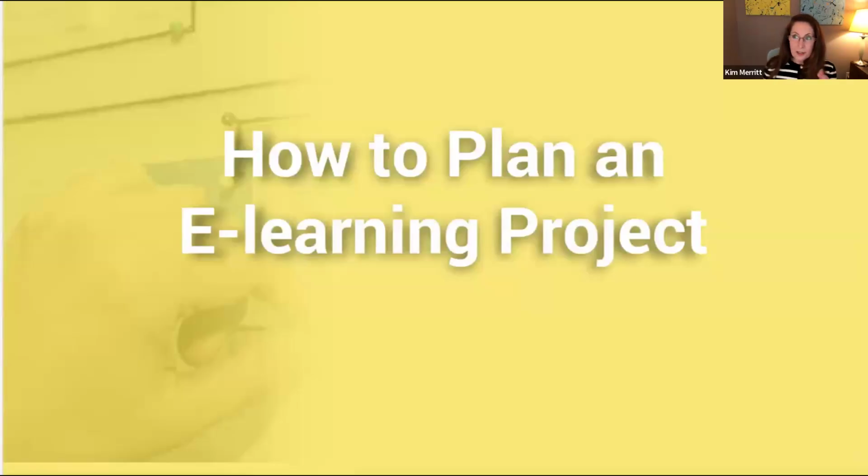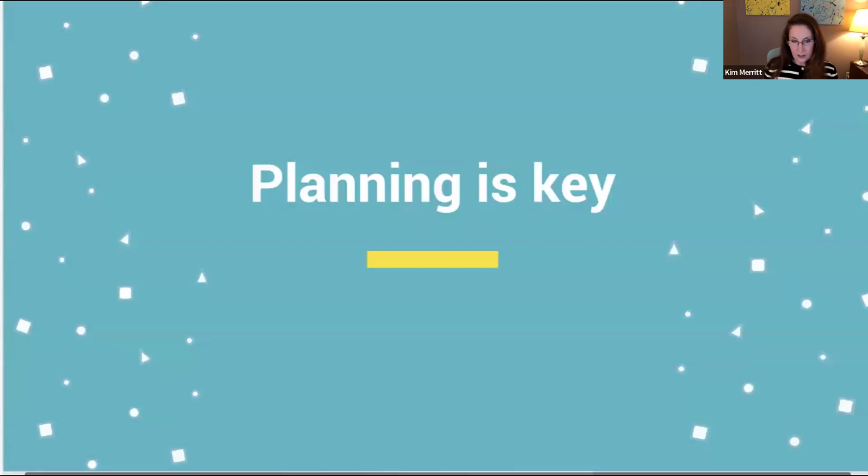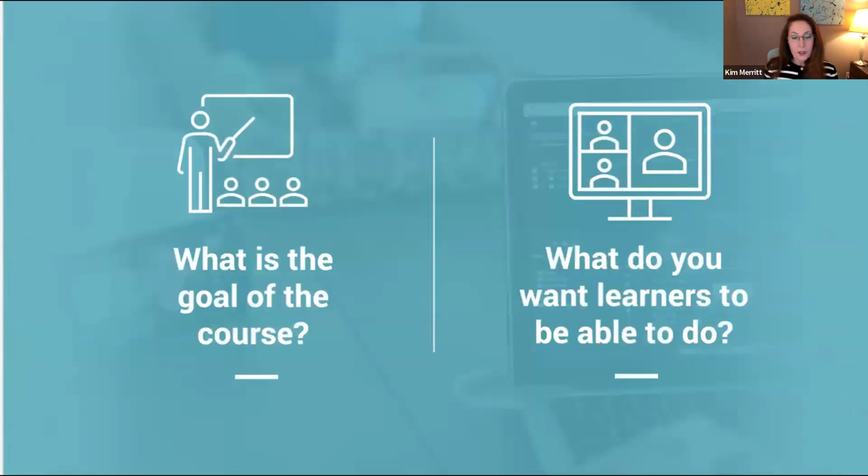So now that we've talked about different types of courses, let's talk about how to plan an e-learning project. Because planning and goal setting are key for any successful project, including an e-learning course development project. So we start with developing the course goal. That's really the first thing.